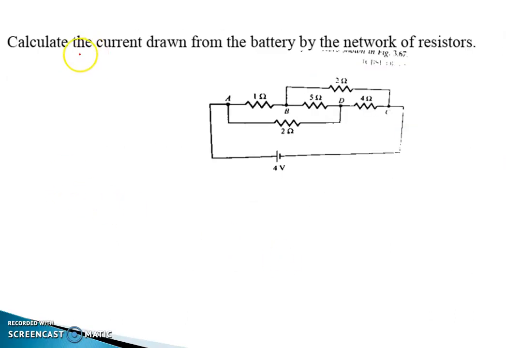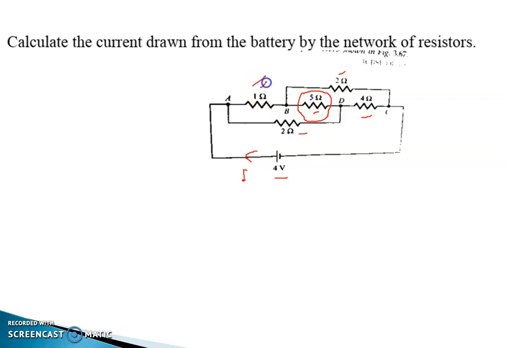And the third question: calculate the current drawn from the battery by the network of resistors. It means we have to calculate the current coming out from this battery. We are given this voltage of 4 volt. We have a network of 1 ohm, 2 ohm, then this is 5 ohm, this is 2 ohm, this is 4 ohm. Students, if you carefully watch this circuit, this is the Wheatstone bridge and this will be the diagonal.